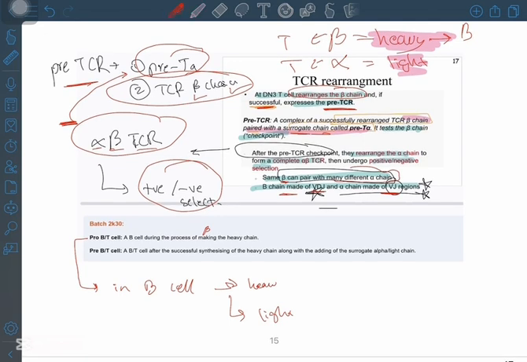So up until this stage, we call it what? The one that has the surrogate alpha light chain, the pre-TCR, is the pre-T cell, from its name, pre. And the pro-T cell is the one that is in DN1 or DN2, usually the one that is in the process of making the heavy chain, so at this stage.